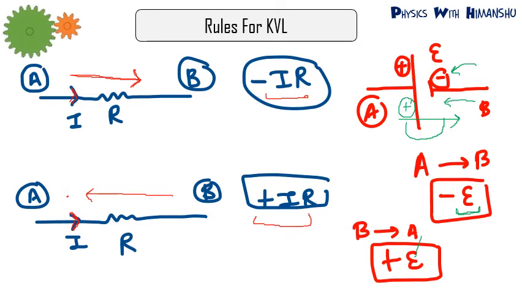If in an electric circuit you are moving and you meet the positive terminal first, you will write minus E, and if you meet the negative terminal first, you have to write plus E. So how to use these rules now?